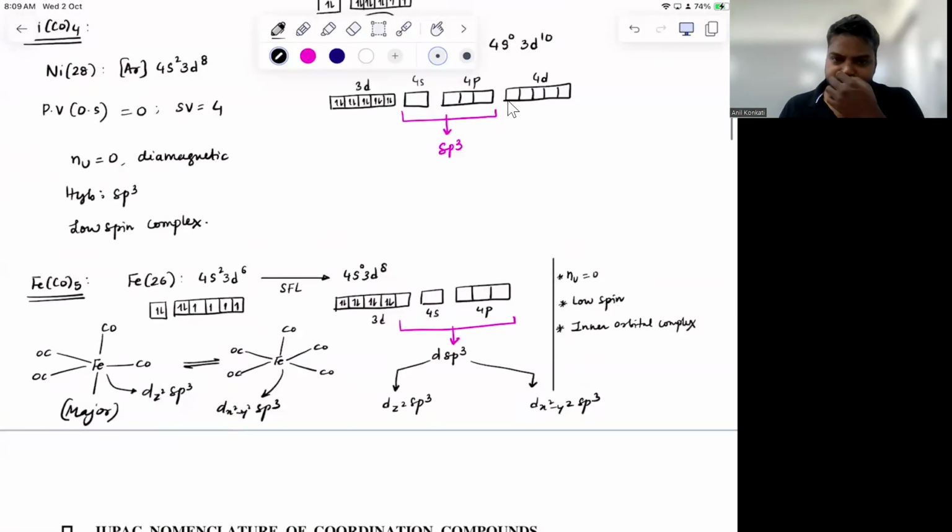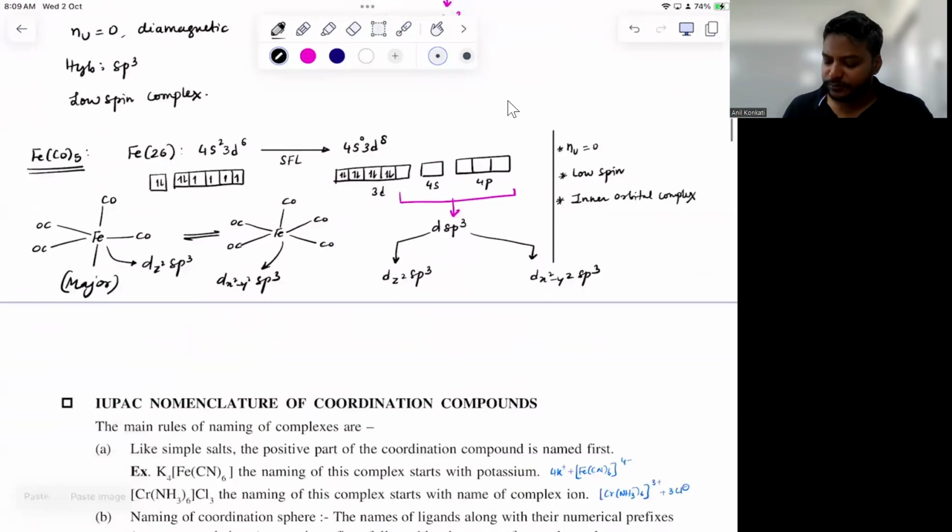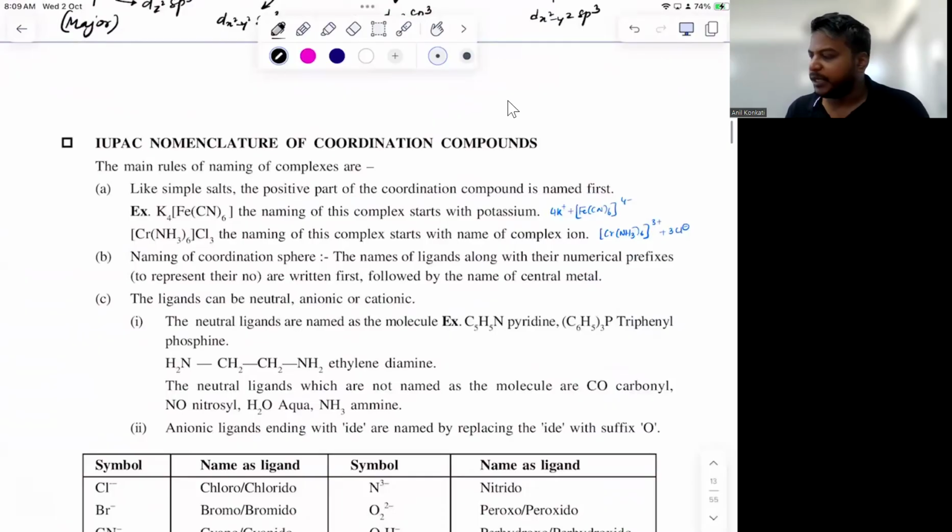This type of information we should be able to fetch for carbonyls. Clear? Any doubt, everybody? Clear on that? Right. Next.